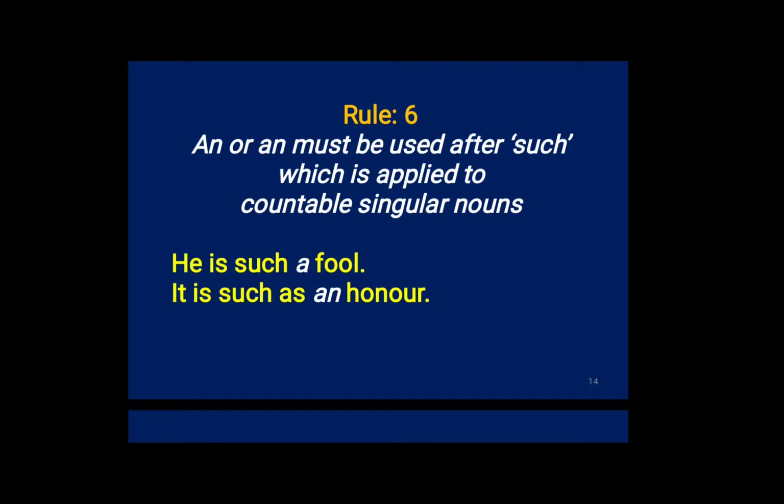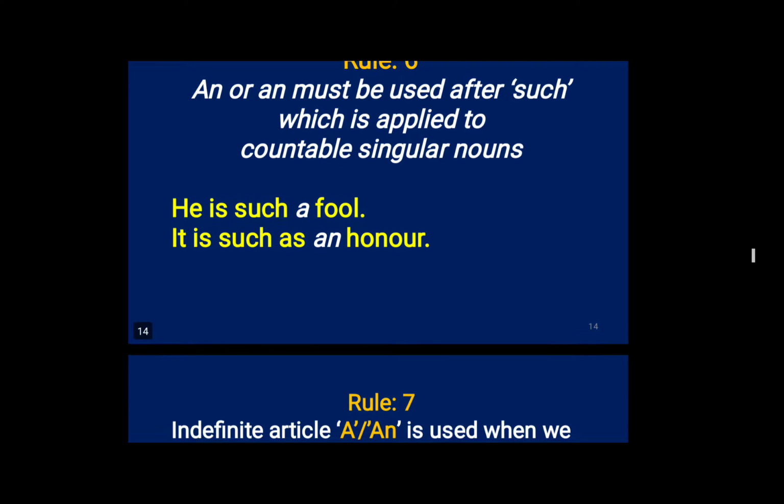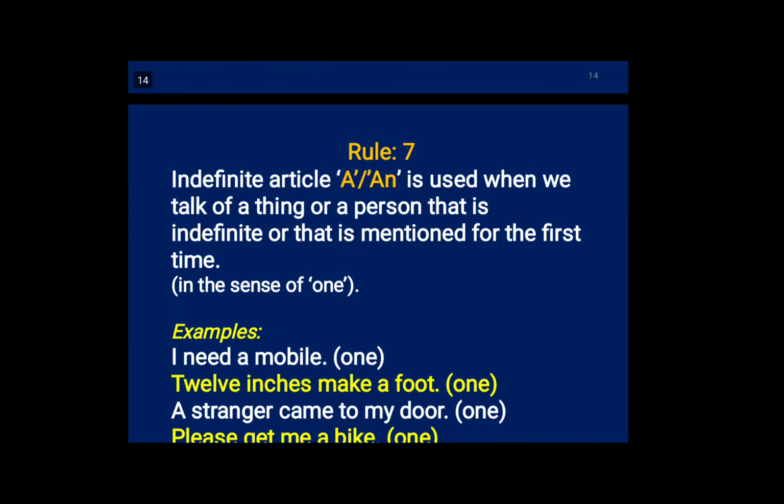A or an must be used after such when it is applied to countable singular nouns. After such we use either a or an. He is such a fool. It is such an honor. So after such, for countable singular nouns, we use either the indefinite article a or an.